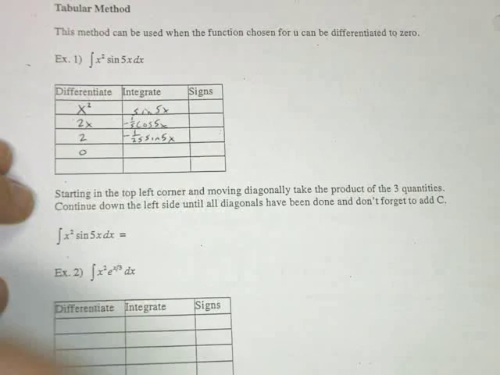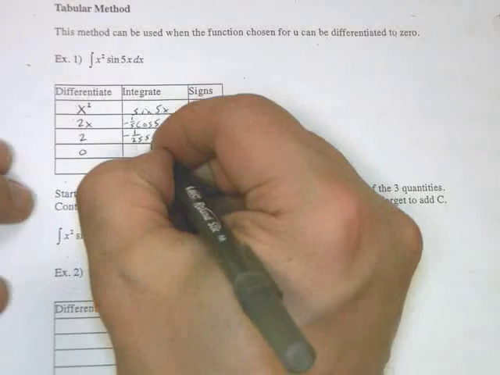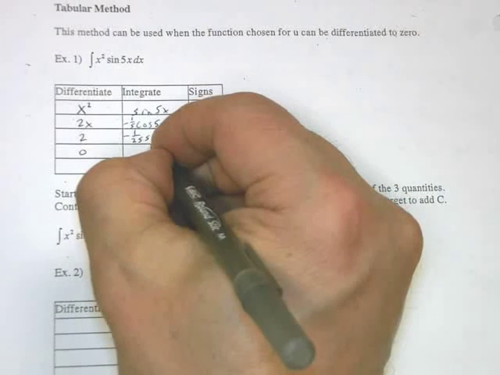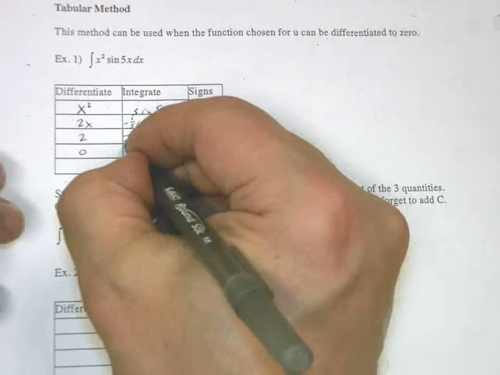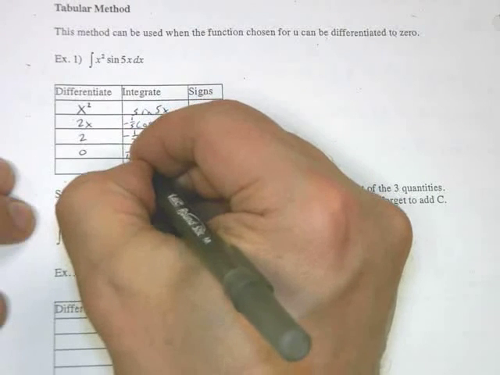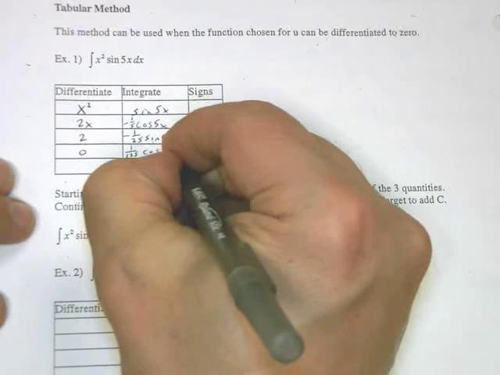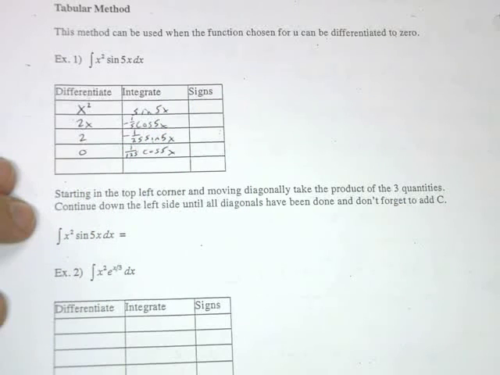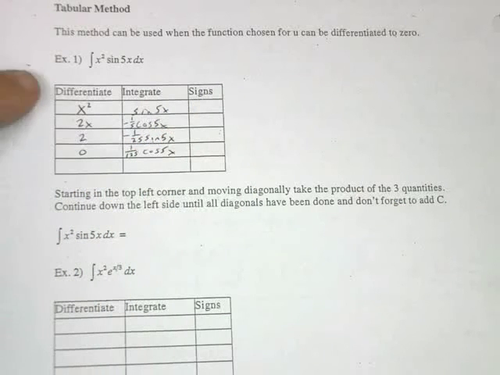One more time, I'm going to have to multiply by 1/5 again, and when I integrate sine, the integral of sine is negative cosine, so since this is already negative, it's going to become a positive 1/125 cosine 5x. Okay, so I differentiate to 0, I integrate the same number of times.